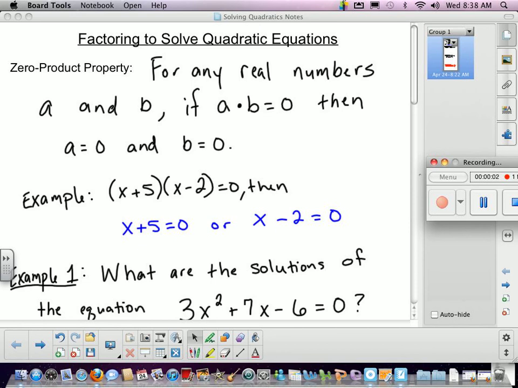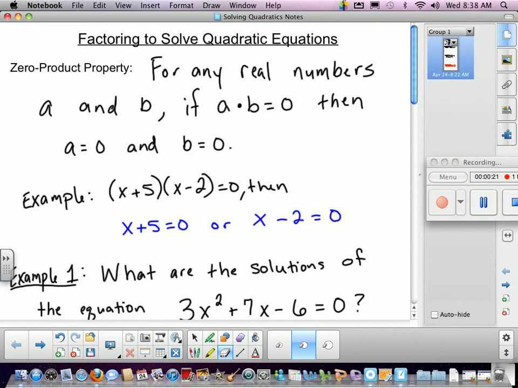Alright, so this is a lesson on factoring to solve quadratic equations. We're going to start out by talking about the zero product property. The zero product property states that for any real numbers a and b, if a times b equals 0, then either a equals 0 or b is equal to 0. That should say or, not and. In other words, one or the other has to be equal to 0.